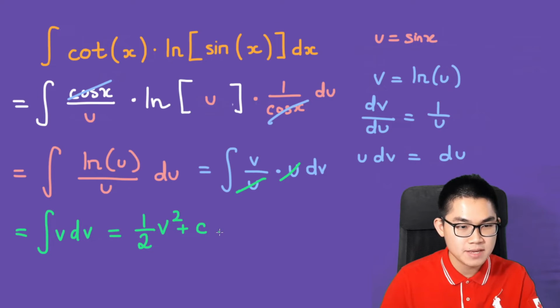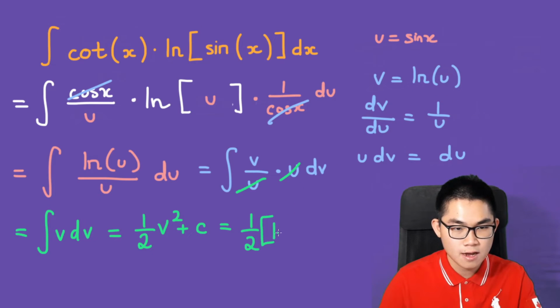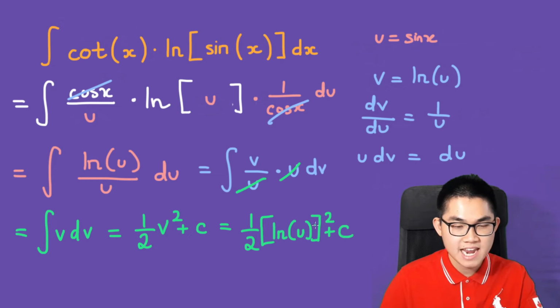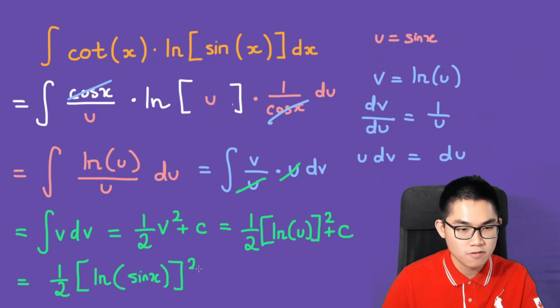We change the v back to the u, which gives us 1 over 2, and v is basically ln of u, right? So we have ln of u to the power of 2 plus c. And now we change the u back to our sine of x. We will have 1 over 2 times the ln of sine of x to the power of 2 plus c.